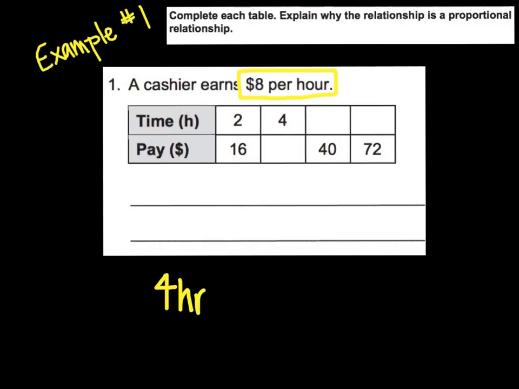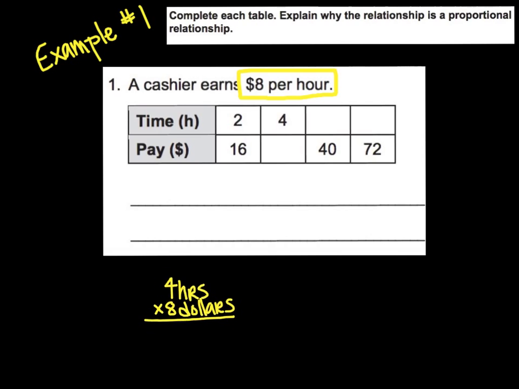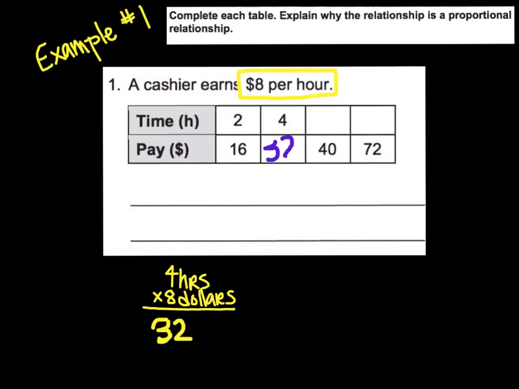If they work 4 hours, I'm going to multiply that times $8. That should be 32. So now I'm going to fill in the table, and I'm going to write 32, because that's the answer we just got when we multiplied the time in hours times the pay per hour.